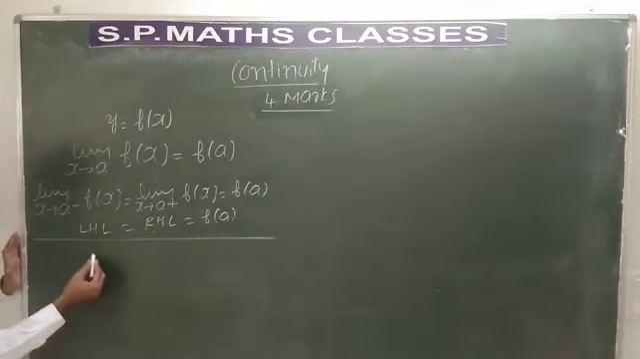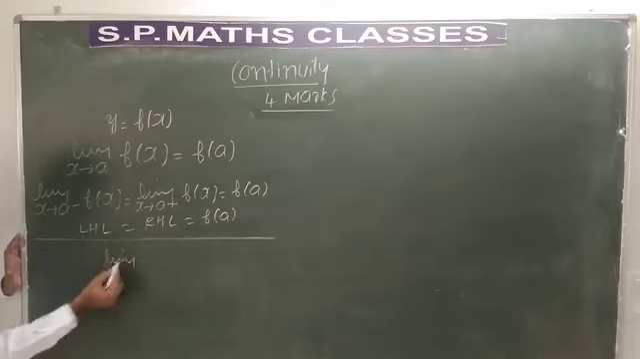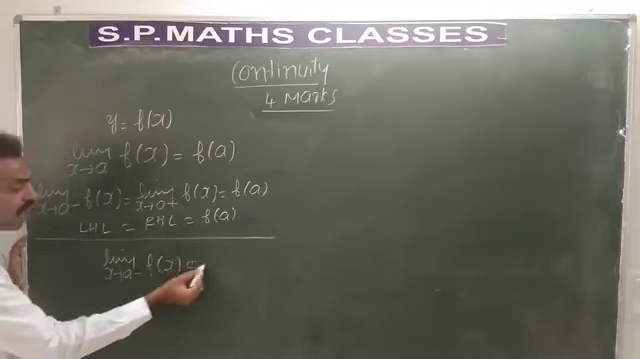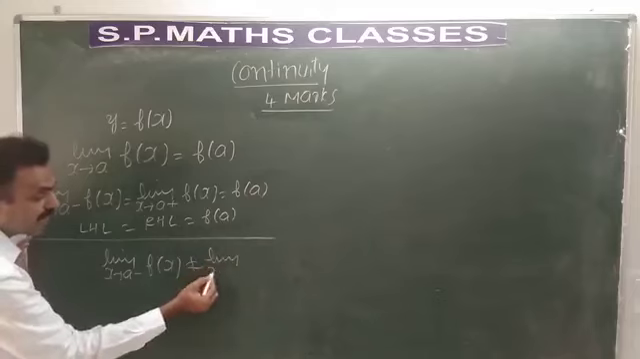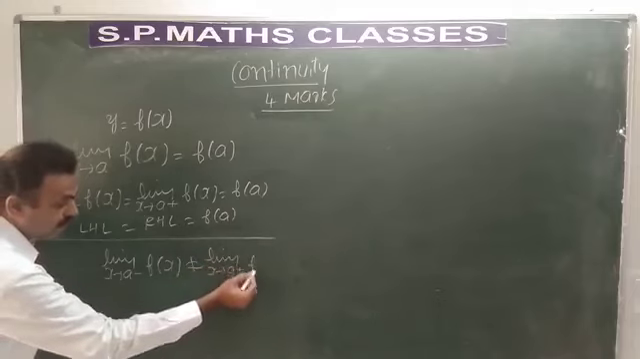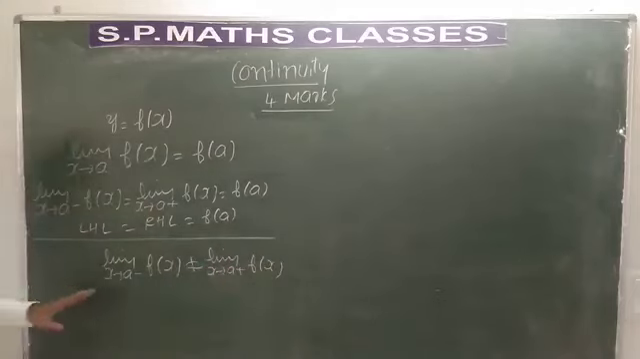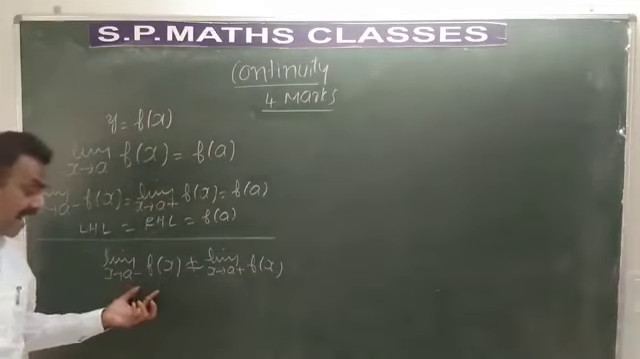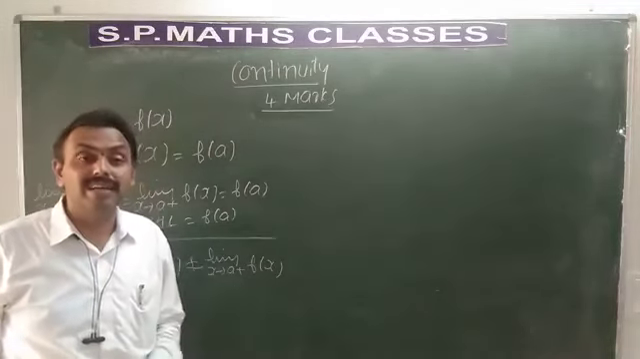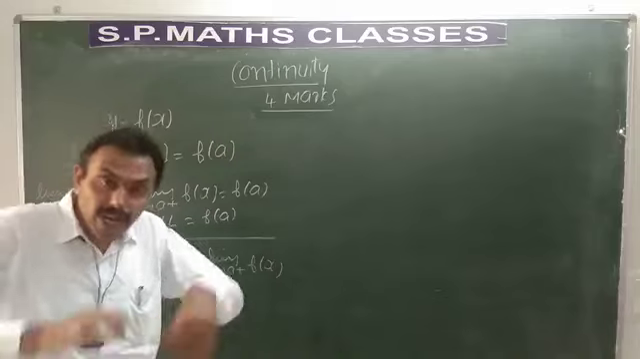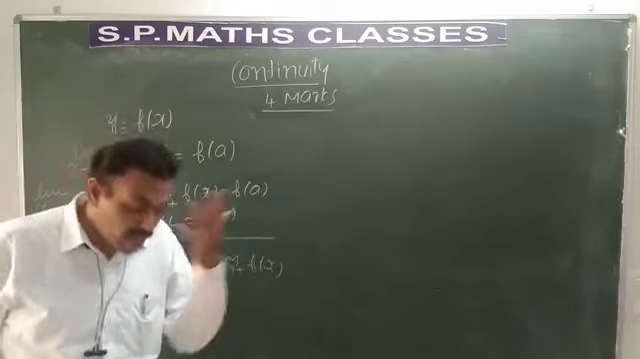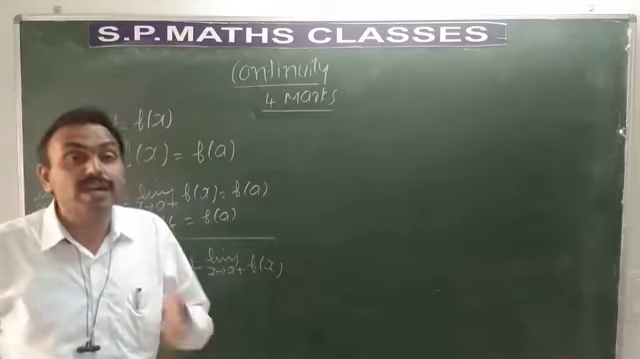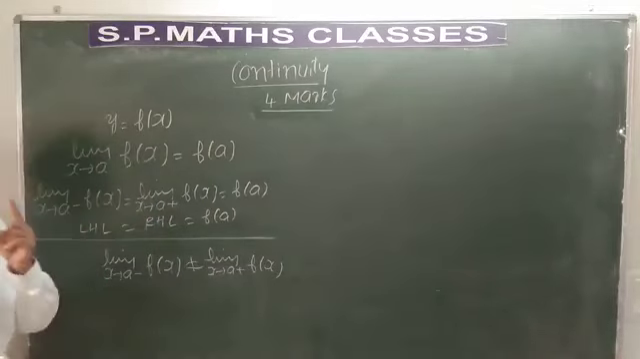Remember, a function is said to be discontinuous if the limit as x tends to a minus of f of x is not equal to the limit as x tends to a plus of f of x. That means when the left hand limit is not equal to the right hand limit, you conclude that the limit of a function does not exist. When the limit of a function does not exist, there is no chance for continuity. So we conclude that this is the discontinuity of first kind.